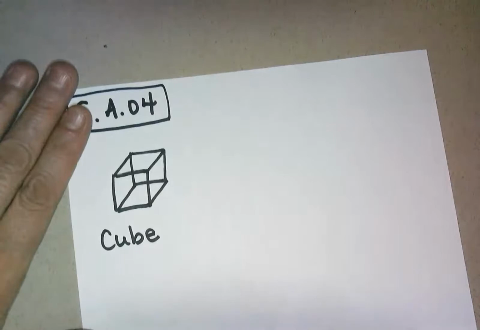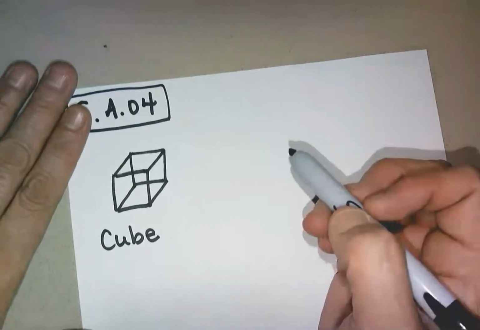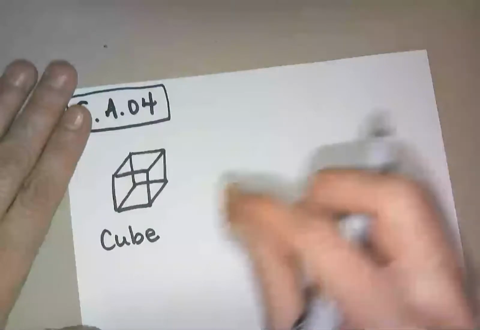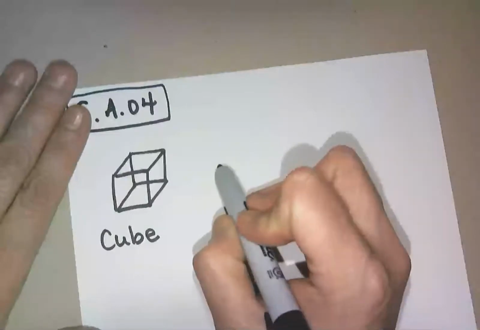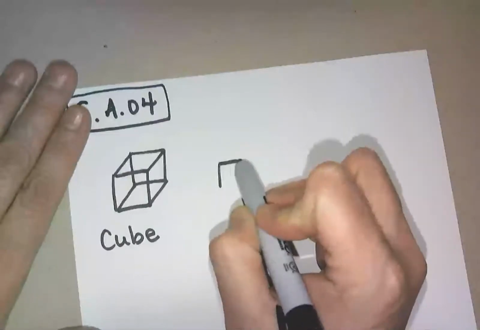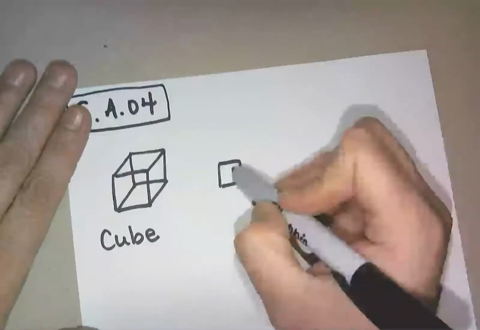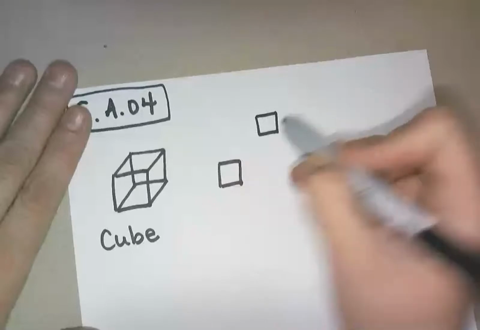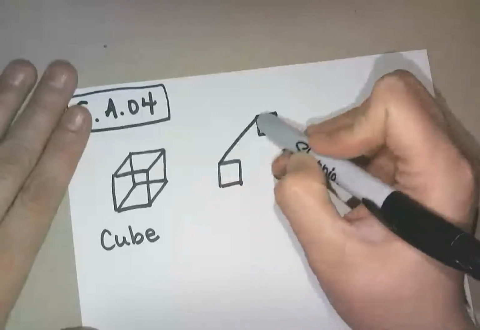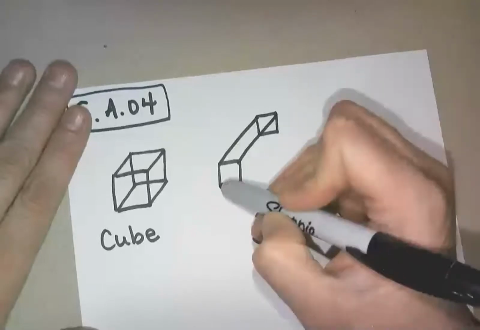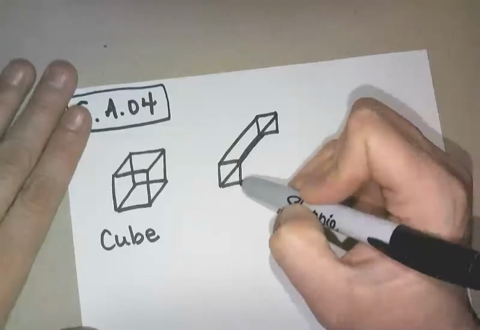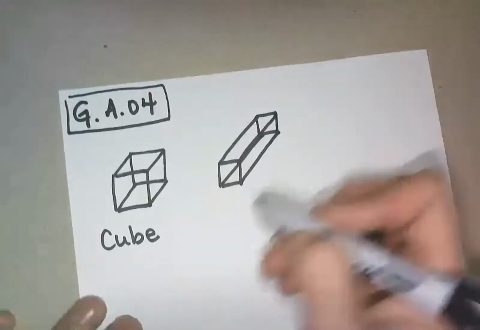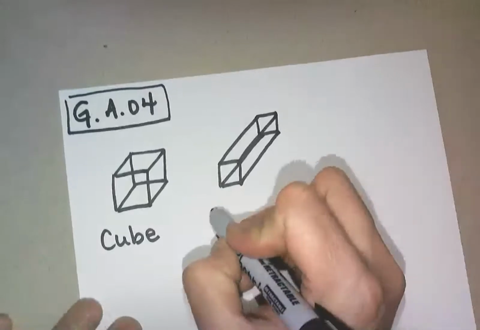For the rectangular prism, I'm doing the same thing. I'm just making it a little bit longer so it has that rectangular look. So again, I draw a square, and just a little bit further, I draw another square. And then from here, I connect the lines. Don't worry if that overlaps there, okay? So this one is a rectangular prism.